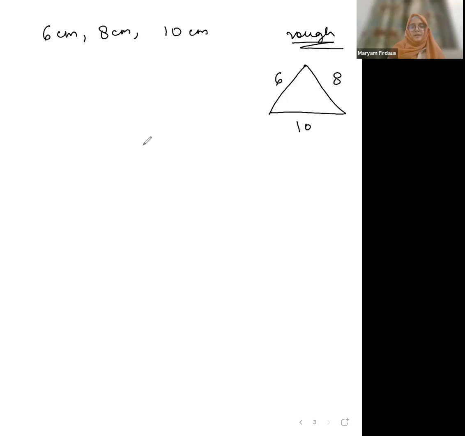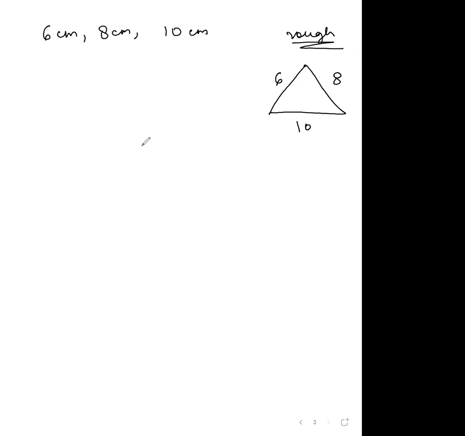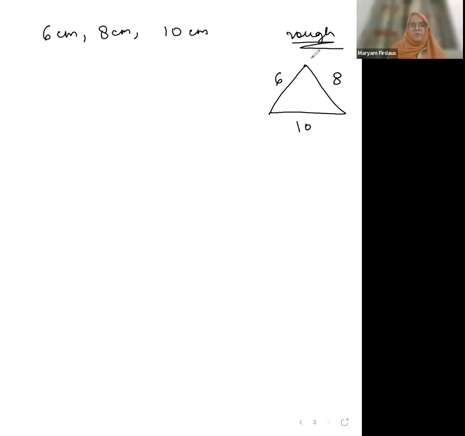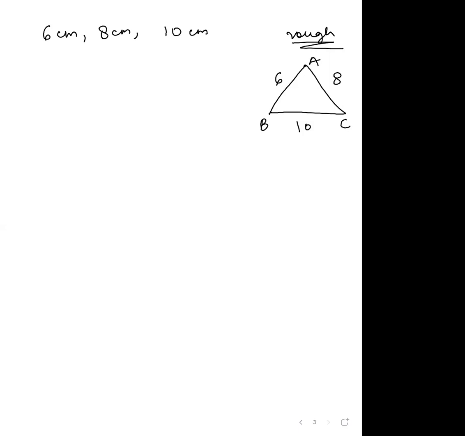Let me know when you're done till here. Yes, I drew it. Now name your vertices as A, B and C, or whatever. If the question says PQR, then write PQR. Okay. I'm done.